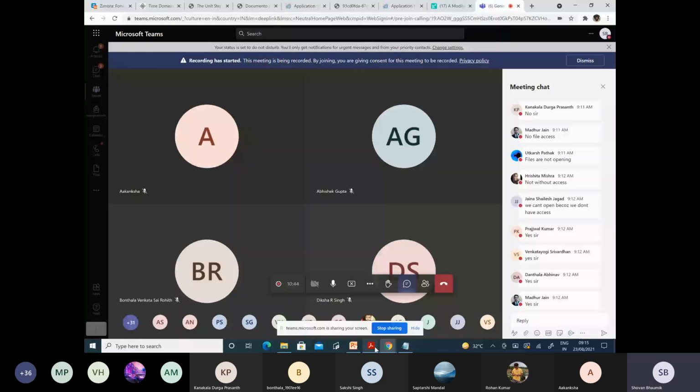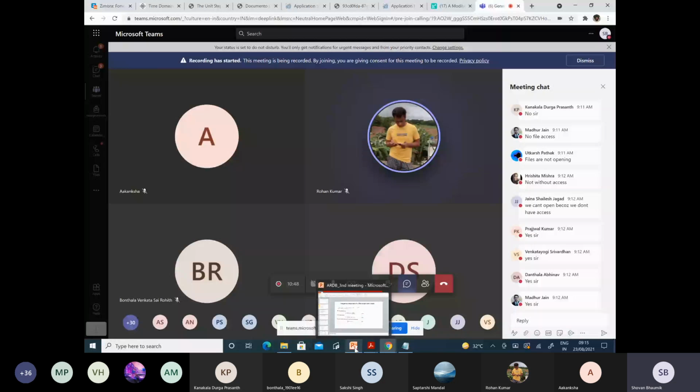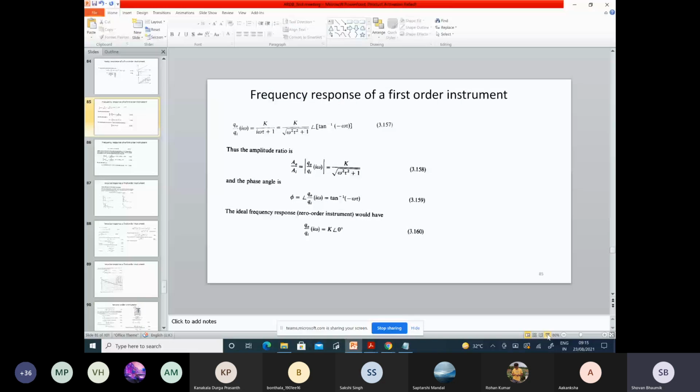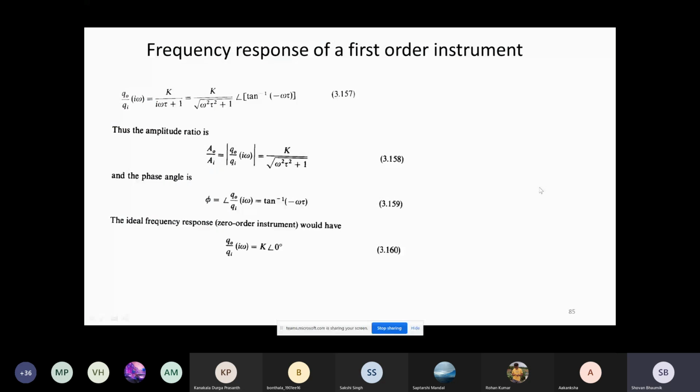So now let's start. We were discussing the frequency response of a first order instrument. Frequency response means that for a linear system, if you give a sinusoidal input, you will get a sinusoid as the output, but the amplitude will be different and there will be a phase angle compared to the input. The amplitude and phase angle change with the input frequency. So what we need to know is how the ratio of the amplitudes and the phase angles change with the input frequency.